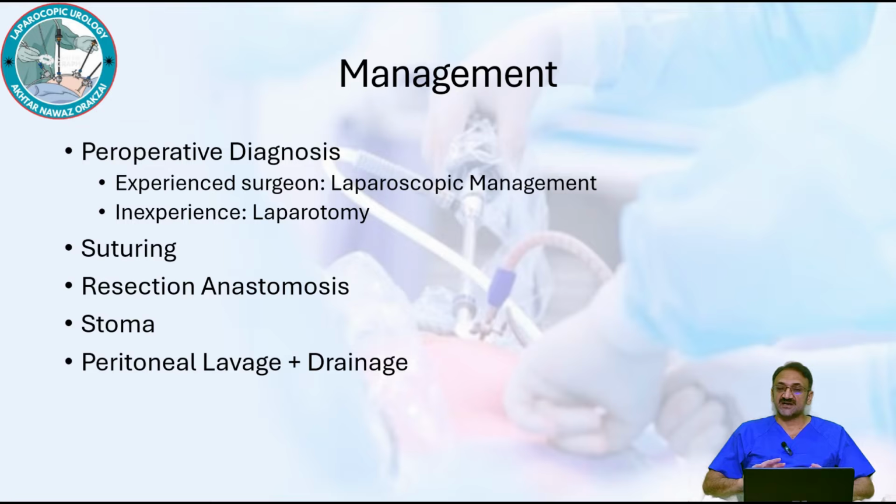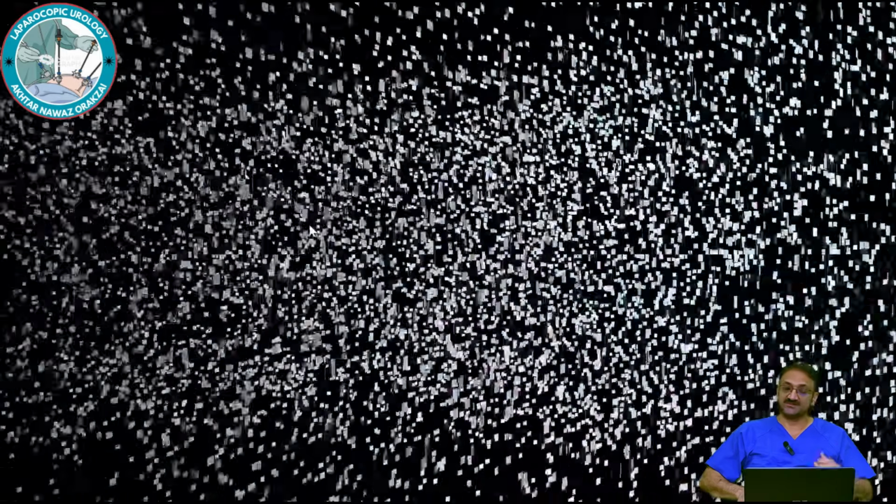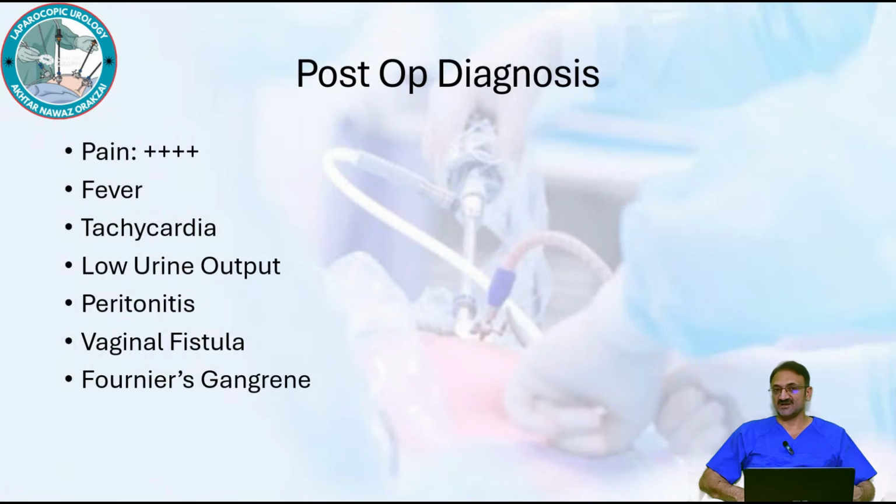And if there is any spillage into the peritoneal cavity, then of course you have to do a peritoneal lavage with some liters of normal saline, and also place a drain and keep the patient NBM for 48 to 72 hours, then allow only clear fluids. And then when the patient passes stools and there are no signs of leakage, you can allow them orally. So that was about the peroperative diagnosis.